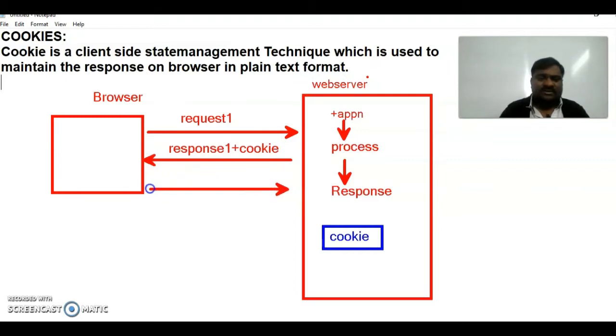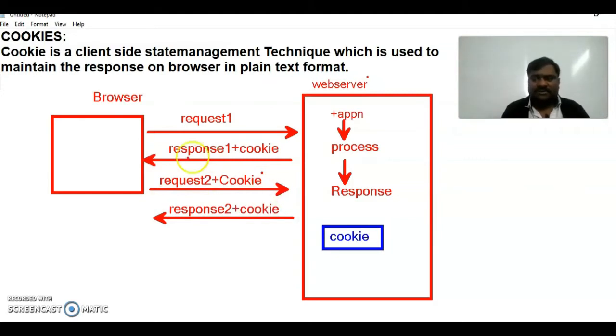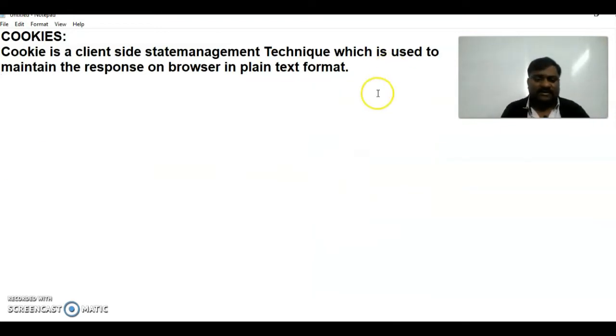Along with request two, again the cookie will transfer to the server. Along with response two, again the cookie will transfer to the browser. So between multiple client requests and responses, the cookie will travel between client and server, and finally the cookie will be stored in the browser in the form of plain text format. So the cookie is created on the server, and it is stored in the browser in plain text format.